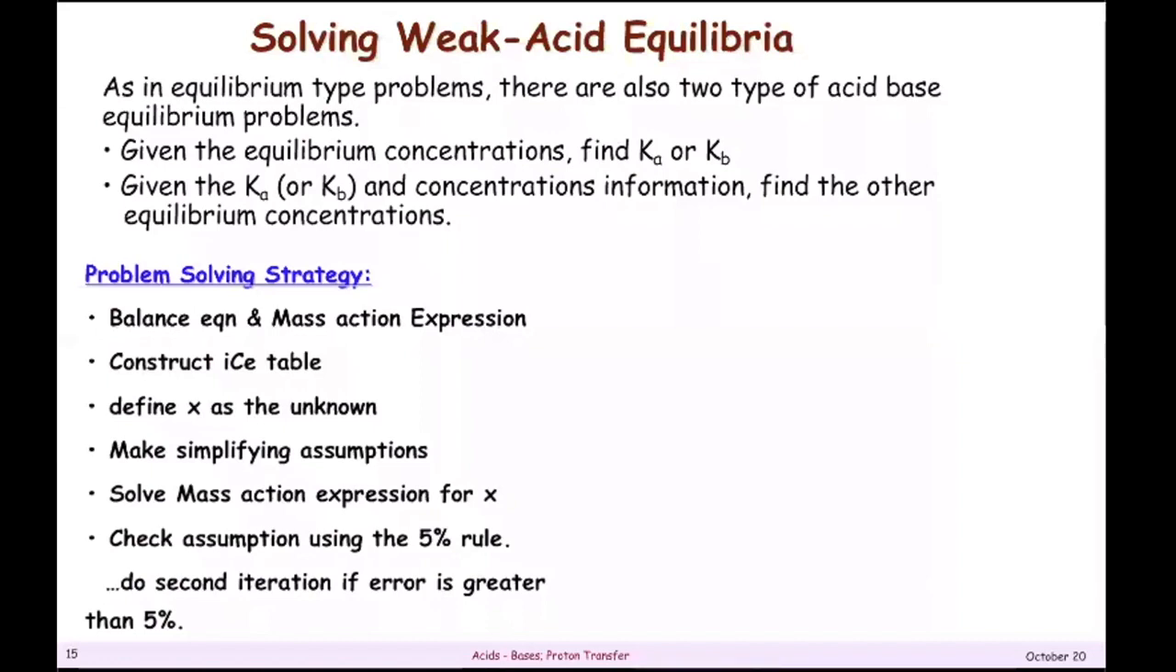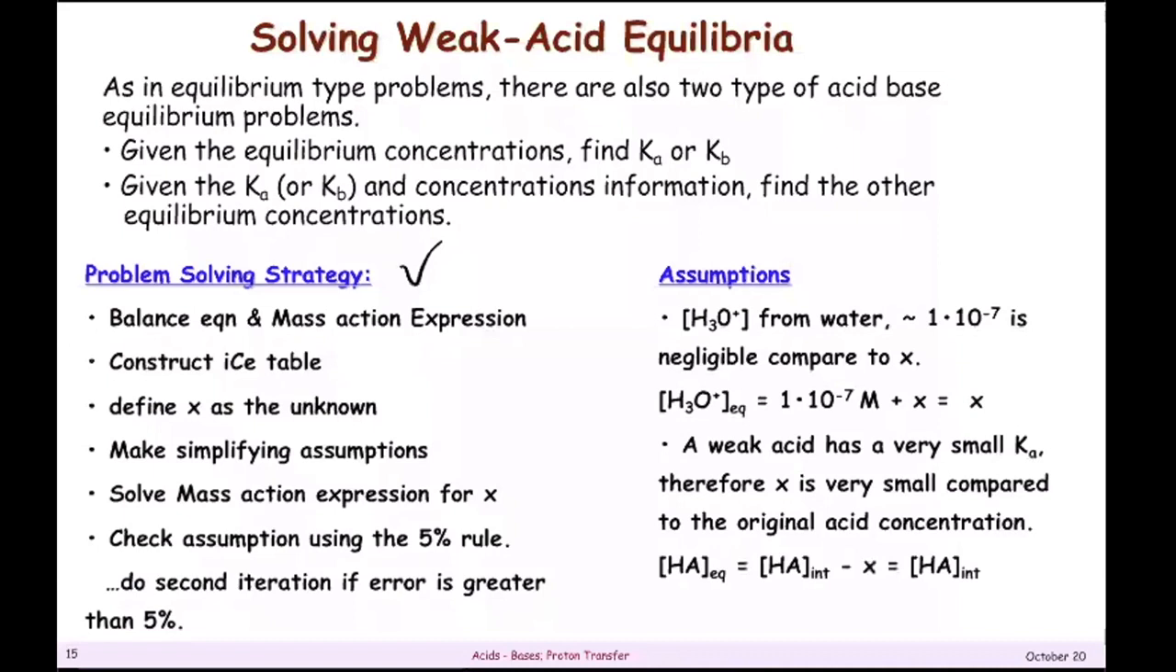So this is the basic strategy that we talked about when solving equilibrium problems, okay? These are the assumptions that you need to apply when we solve acid-base problems. First of all, whenever you have water and it's 25 degrees, there's always going to be a certain amount of hydronium. Why? Because water auto-ionizes to the tune of 1 times 10 to the minus 7 hydronium and 1 times 10 to the minus 7 hydroxide. So in the initial line, you can put hydronium as 1 times 10 to the minus 7.